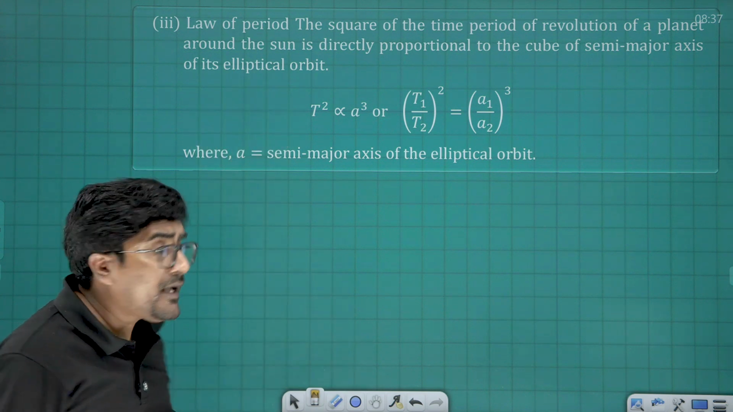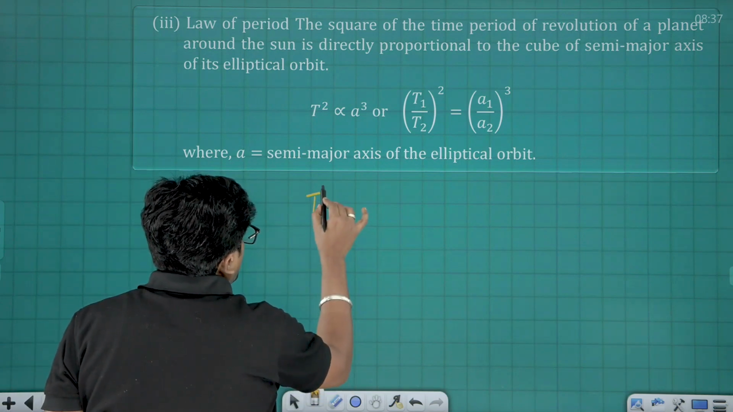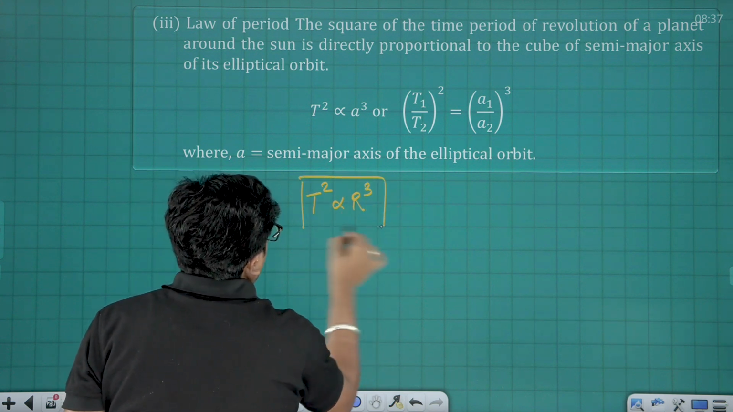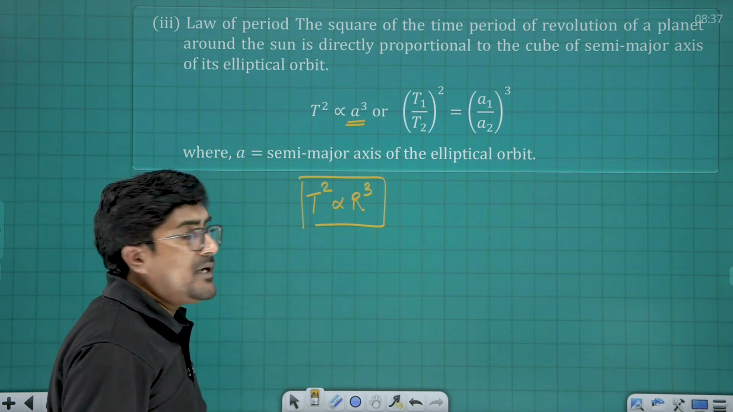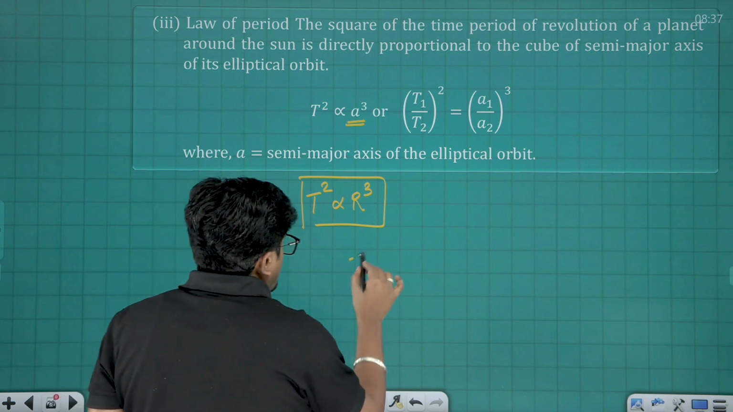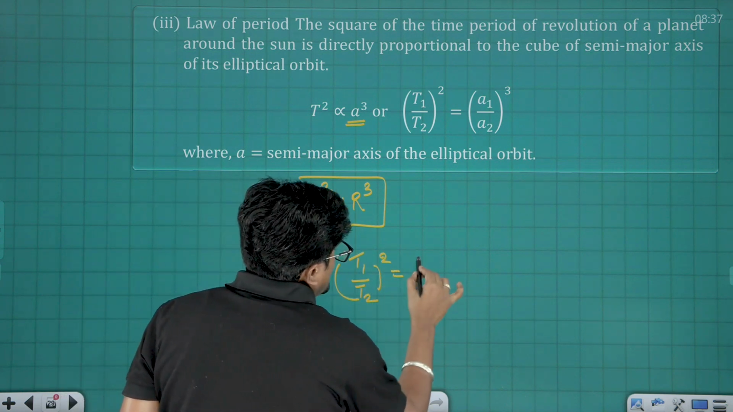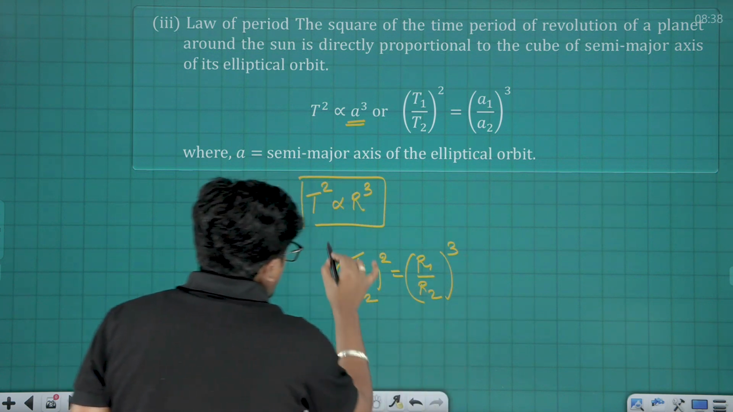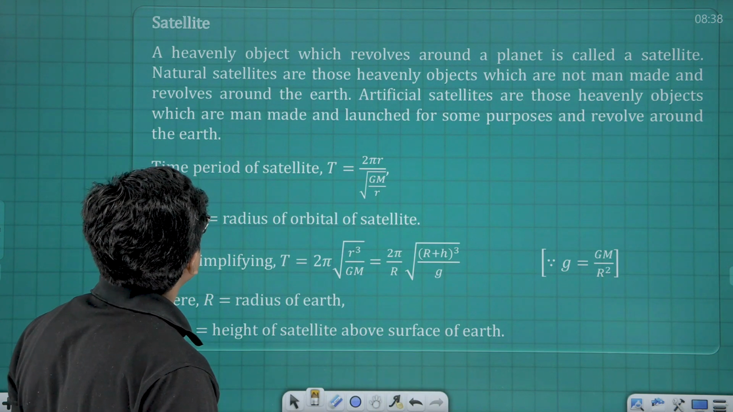All right, the next is Kepler's third law, and this tells about the time period. It says the square of the time period is proportional to r cube. Here instead of r you can see small letter a, it's the same thing. So the square of the time period is proportional to r cube. That means if the radius is changing, then the time period changes like this: (T1 by T2) whole squared is (r1 by r2) whole cubed. So that is Kepler's third law. Fine, moving to the next.